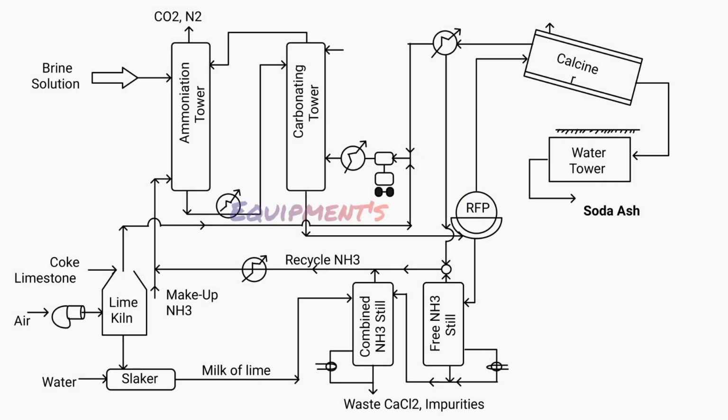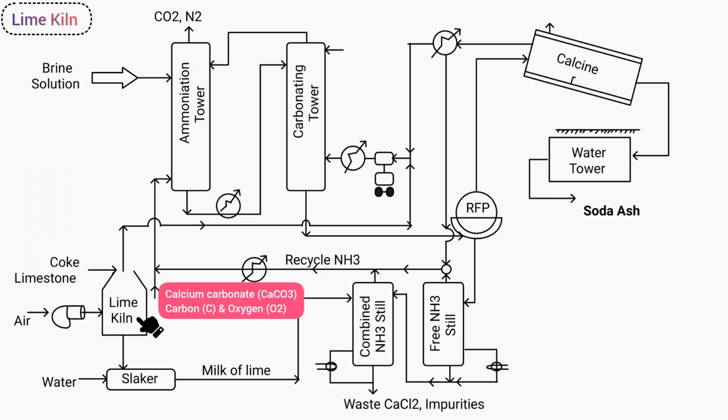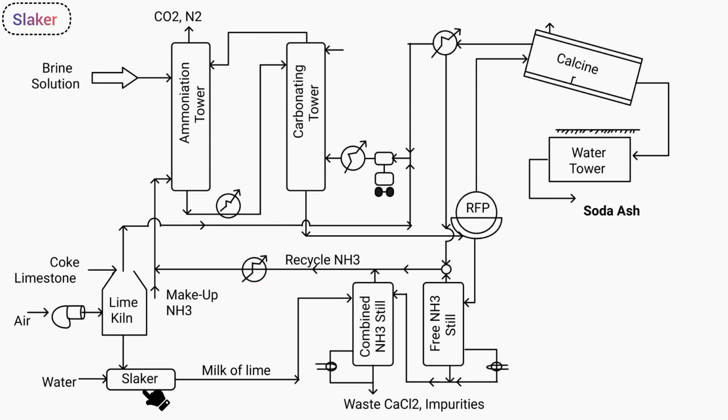Now we will know what equipment is used when soda ash is manufactured by the Solvay process, and after that we will understand its working process step by step. So let's start. It is called an air pump, which is used to pump air through it. Additionally, there is a lime kiln, a type of furnace, where calcium carbonate is decomposed, and carbon and oxygen react with each other. It is called a slaker, which is a reactor where calcium oxide reacts with water.